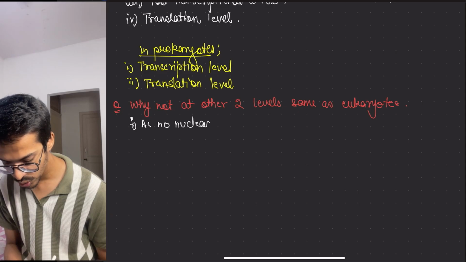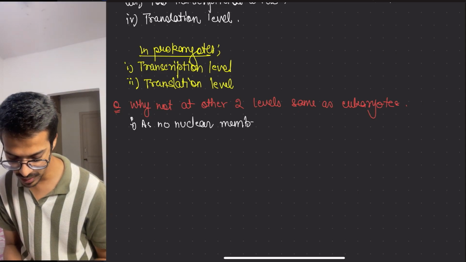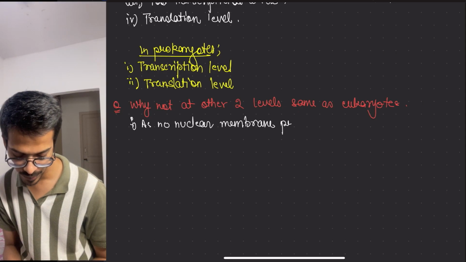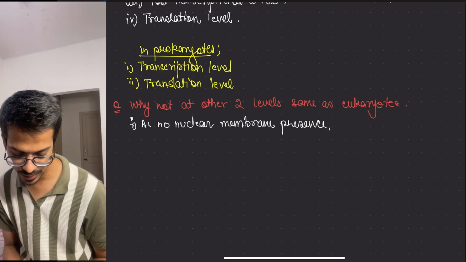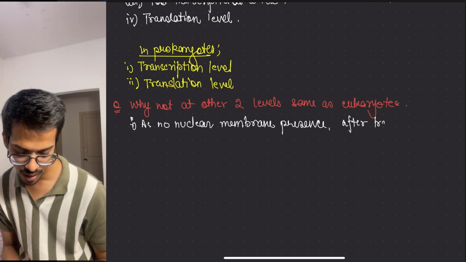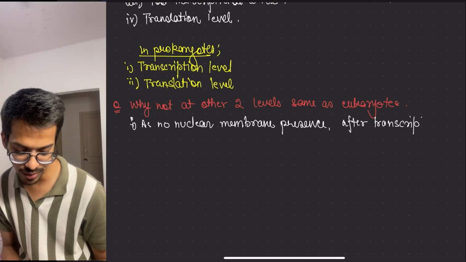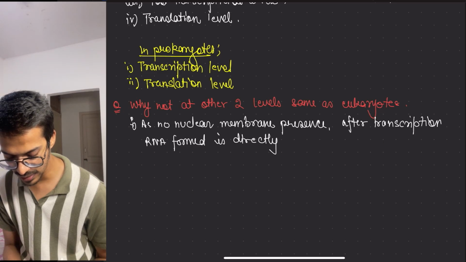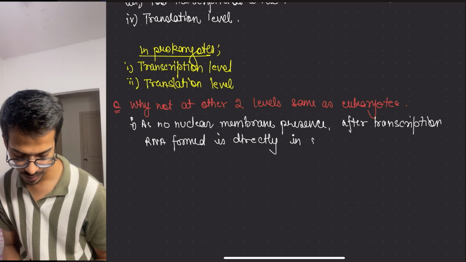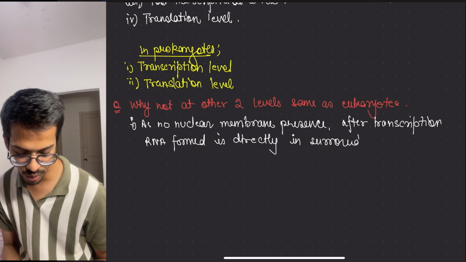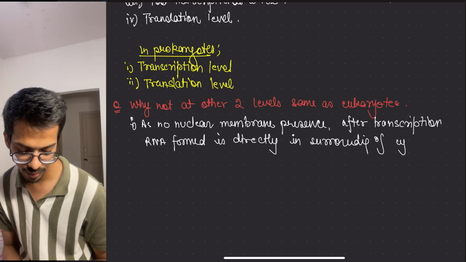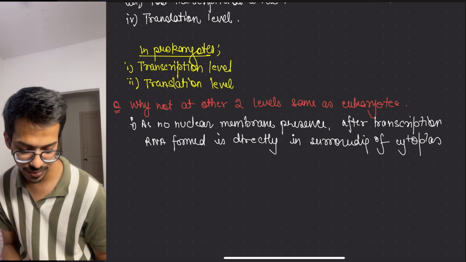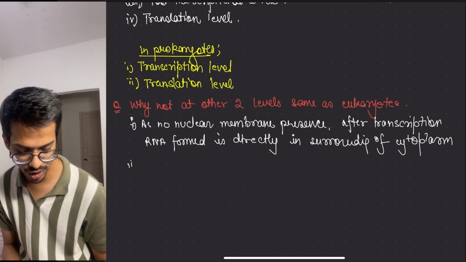So the first point is that as no nuclear membrane is present, after transcription the RNA formed is directly in the surrounding cytoplasm. Okay, first question done.